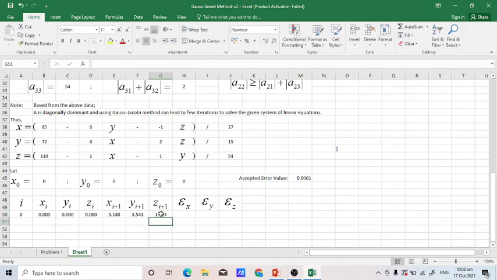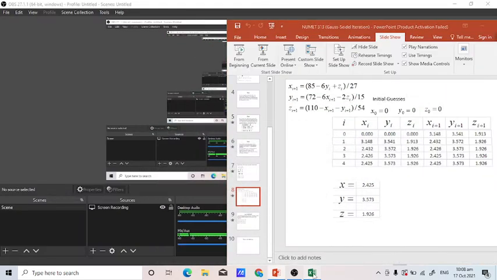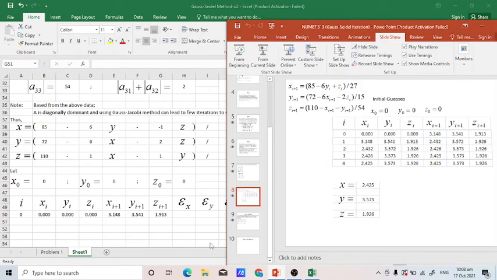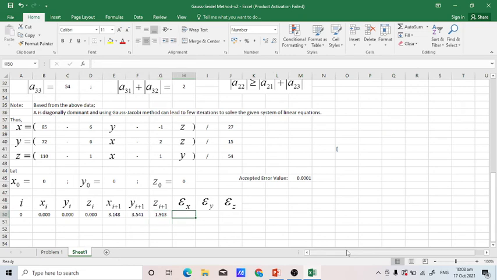So, check nga natin kung tama. So, we have 3.148, 3.541, 1.913. And then, the error. Absolute value of x sub i plus 1 minus x sub i. Enter. Ganun din dito. Control C, Control V.